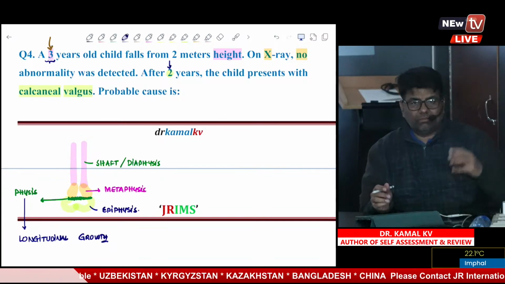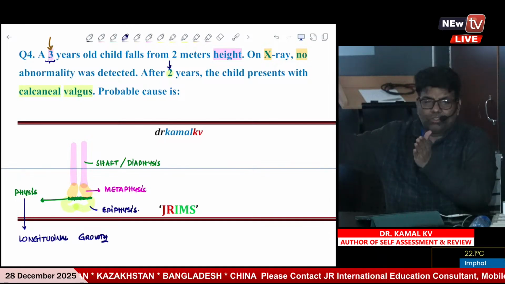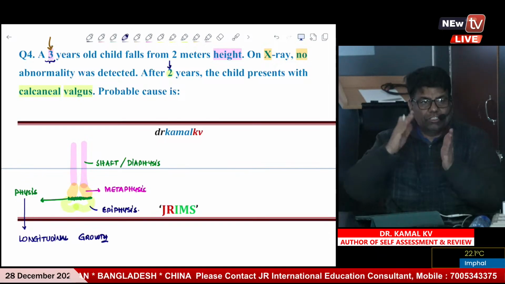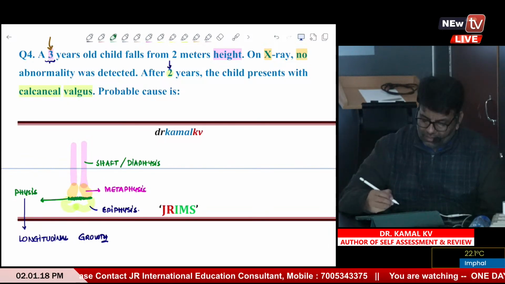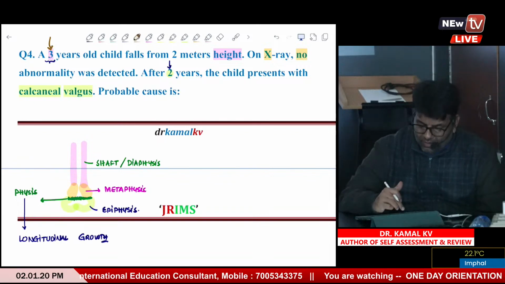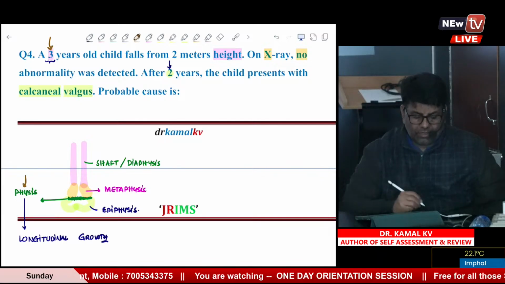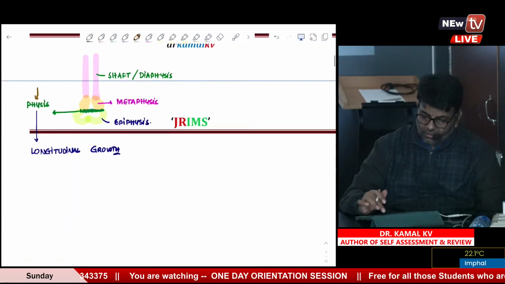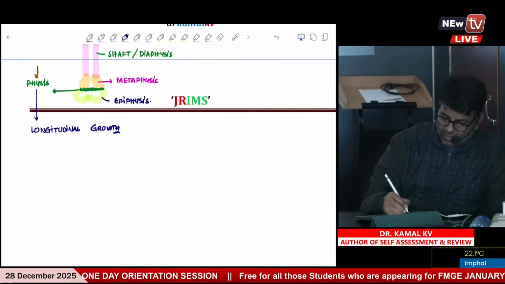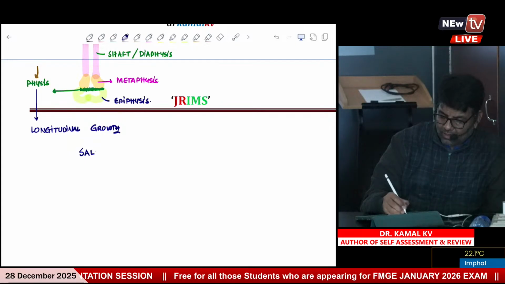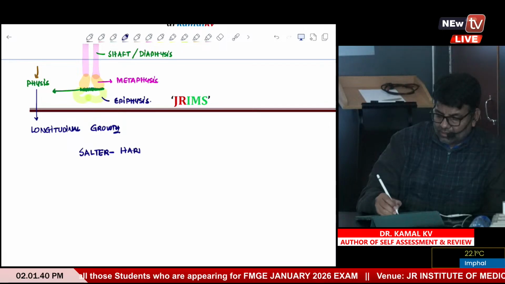So we see that, say at the age of 3 years, bones are this much. At the age of 6 years, bones are this much. So what is that factor which is increasing the length of bone? That is physis. Now what happens? Sometimes whenever there is a fall from height, there can be injury to physis. And what is the classification system for physeal injuries? That is Salter-Harris classification.